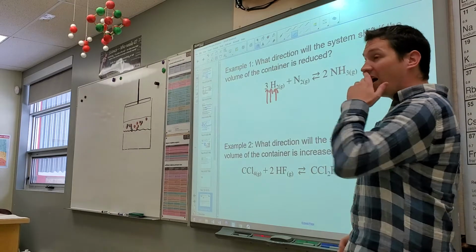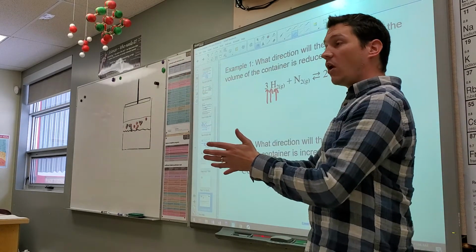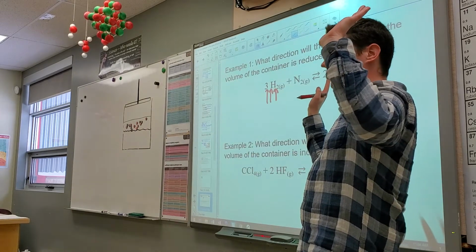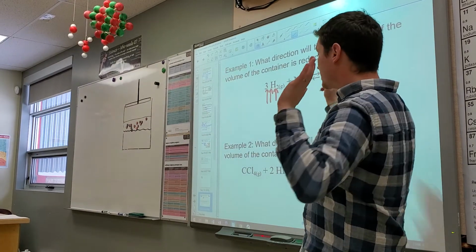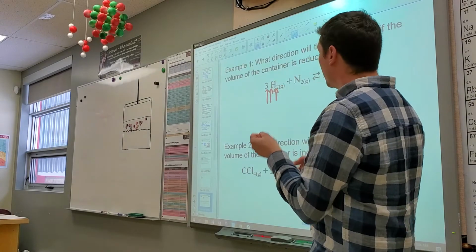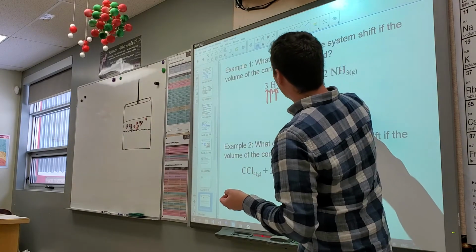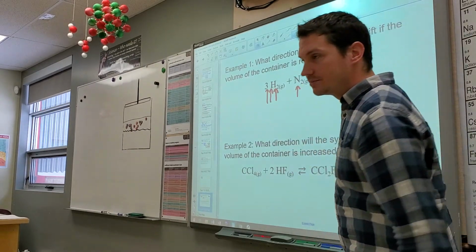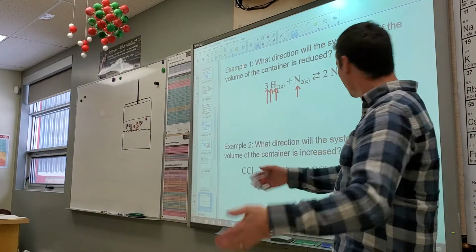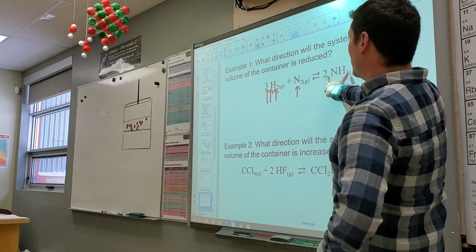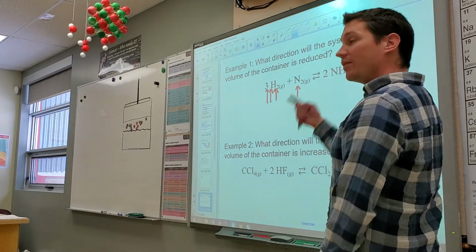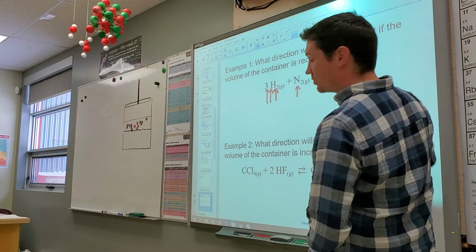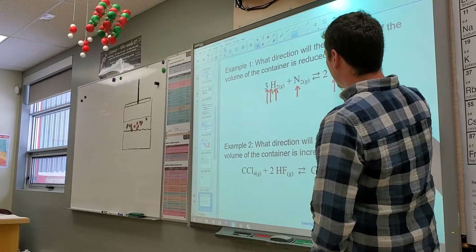Now, if we decrease the volume, every single concentration is going to increase. Would you agree? Every single one of these gases is going to get closer to each other. So we're going to put 1 arrow up underneath the nitrogen. Why only 1? Because the coefficient is 1. Now, is the concentration of ammonia also going to go up, or is it going to go down? It's going to go up. It got compressed as well. And how many arrows would you draw?